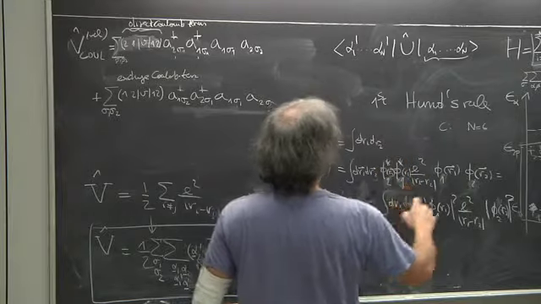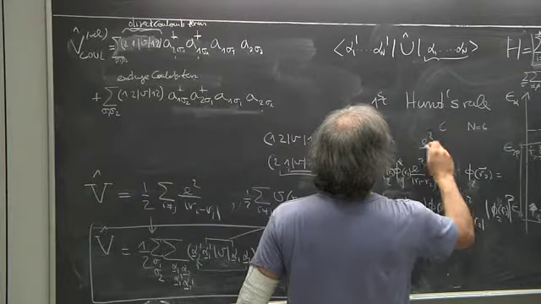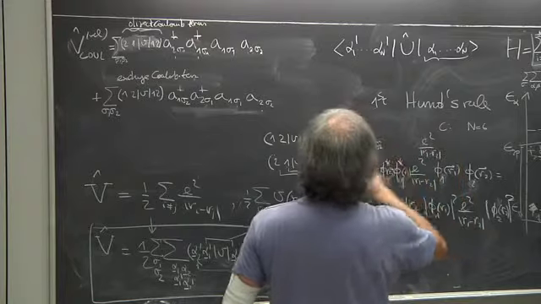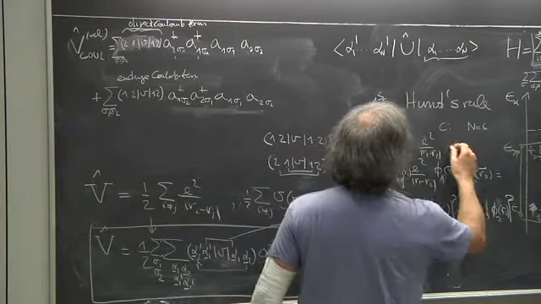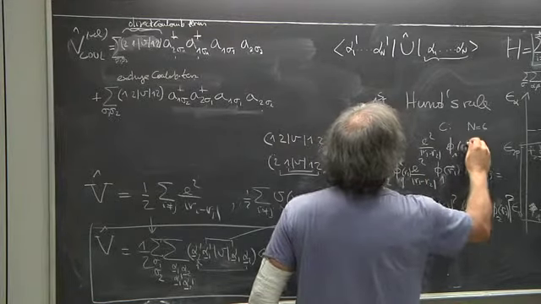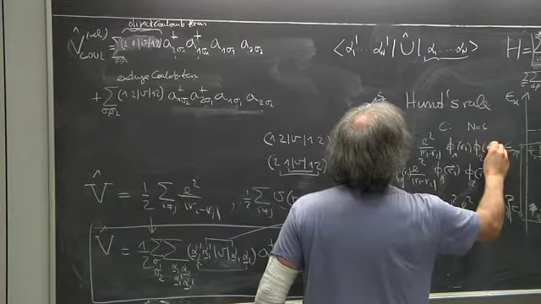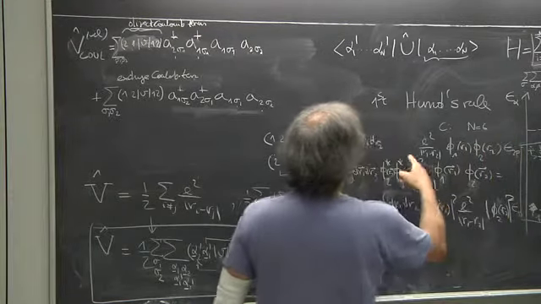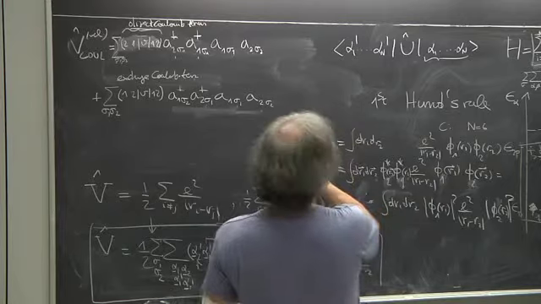Okay? Now, let me write it. E square over R1 minus R2. So on the right, I have the same thing. So phi 1 R1, phi 2 R2. On the left, however, 1 goes into orbital 2.